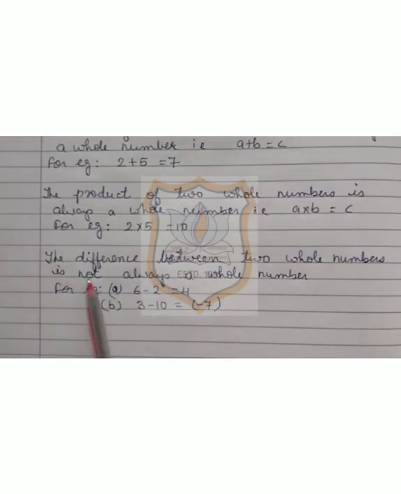So the difference between two whole numbers is not always a whole number. Difference means to subtract. By subtracting any two whole numbers, it is not necessary that we get the answer in a whole number. For example, by subtracting 2 from 6, we get the answer 4. Here 6 is a whole number, 2 is also a whole number. By subtracting these two numbers, we get the answer 4, which is also a whole number.